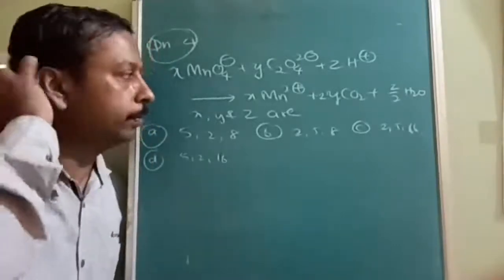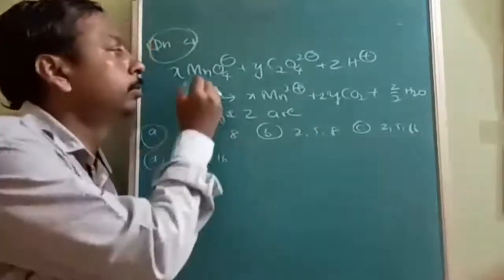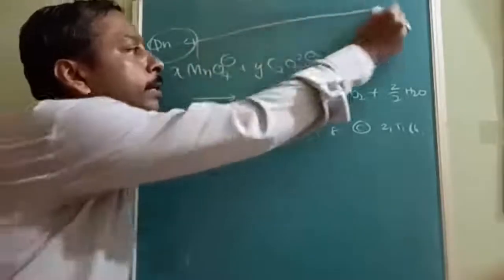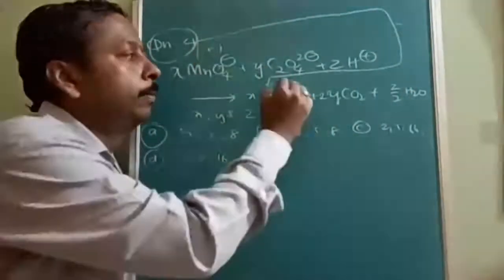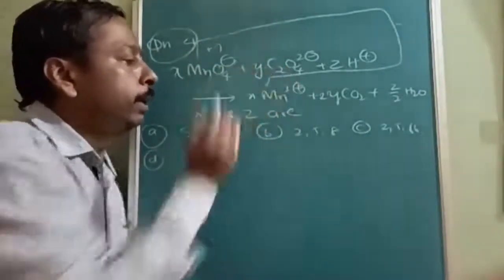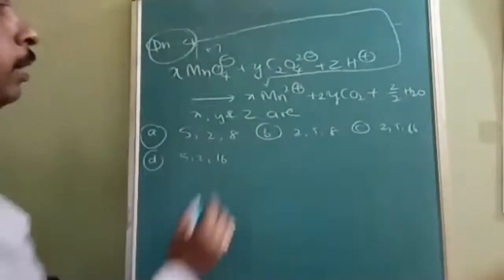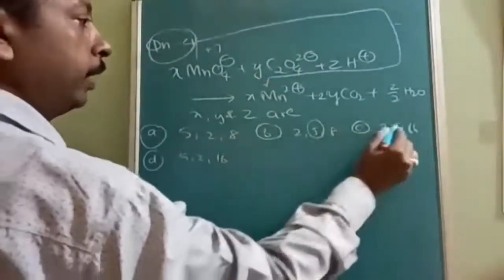And oxidizing property, if you want a shortcut, you can do it with the shortcut also. Simple. Manganese changes its oxidation number from +7 to +2. So 5. So this 5 is to be multiplied here. Where is it to be multiplied? 5 is to be multiplied here. So y can be 5.